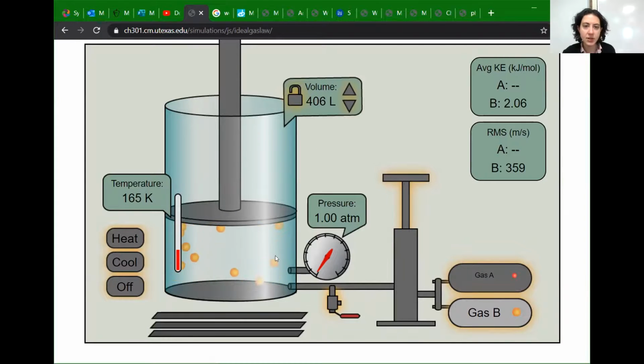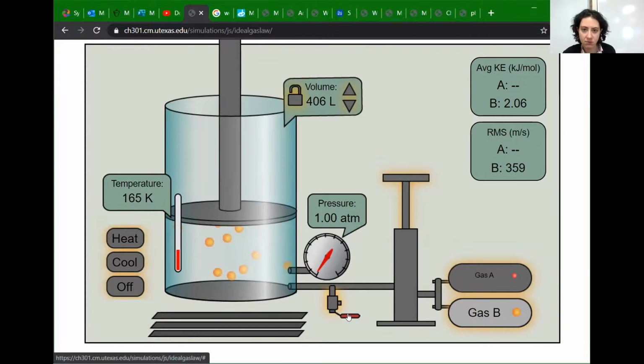Okay, so there's gas B. Gas B obviously looks bigger. It looks like there's about the same number of molecules. You can kind of count on that. So you might want to start heating it and cooling it and seeing how it affects the situation. You can also look at these numbers to see if their kinetic energy is the same, or their speed.